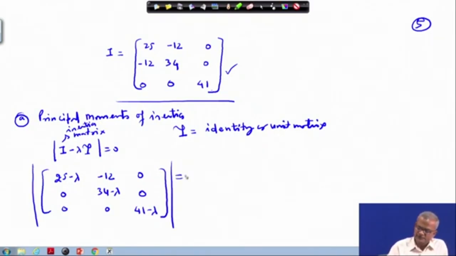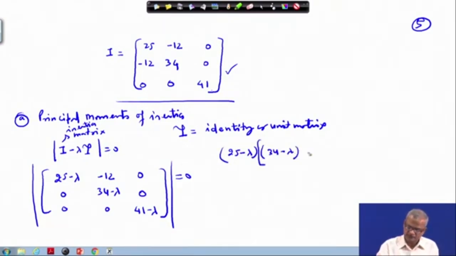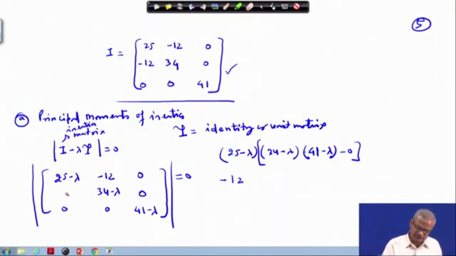So, we have to take the determinant of this and set it to 0 and solve this. This will yield us 25 minus lambda times 34 minus lambda times 41 minus lambda. Here minus 12 is missing, so we need to put minus 12 here. The other term related to this will be 0, so we have to work out only for this. So, this is minus 12, and minus minus makes it plus. I hope you are aware of the determinant, I am presuming it.